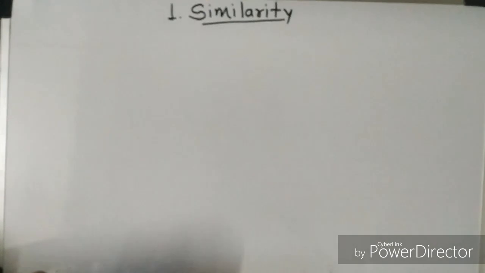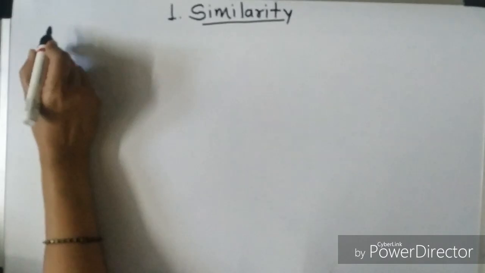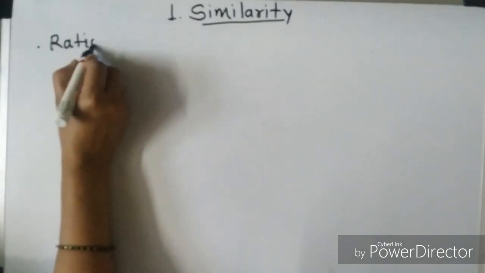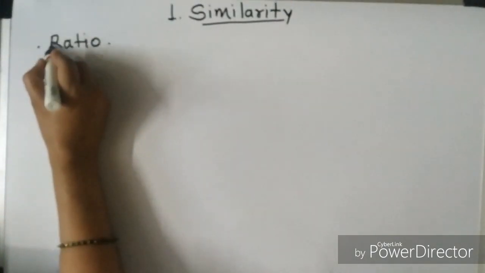Before going to study this lesson, we should have some previous knowledge, that is, what is meant by ratio or how to find the ratio, and the next one is the area of a triangle. The ratio, which we earlier studied in the 9th standard in the lesson ratio and proportion.